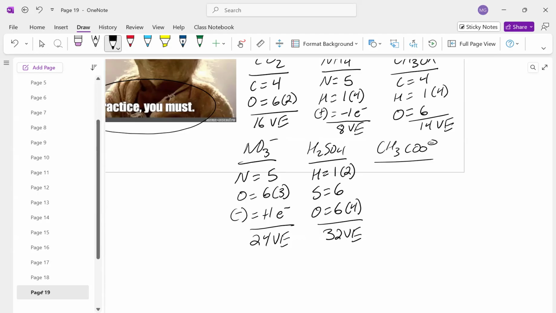And then for acetate, there are two carbons, each of them with four valence electrons. There are three hydrogens, each with one valence electron, and two oxygens, each with six. And notice that acetate has a negative charge, -1 charge. So we're going to add one electron.